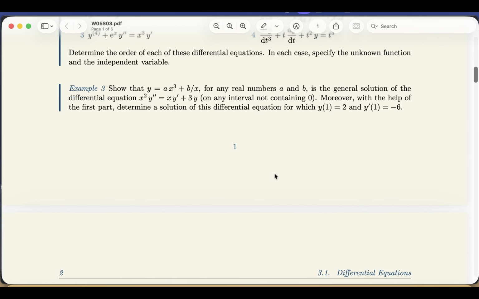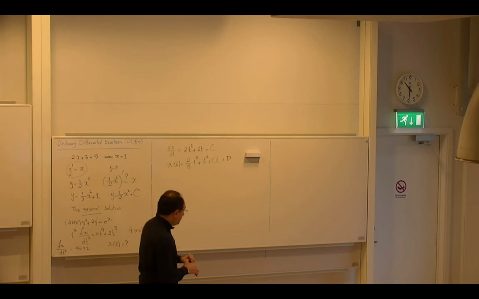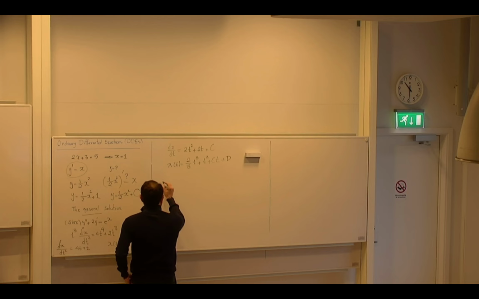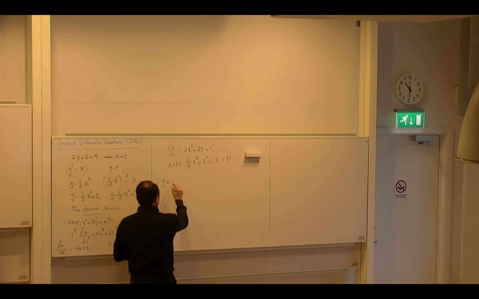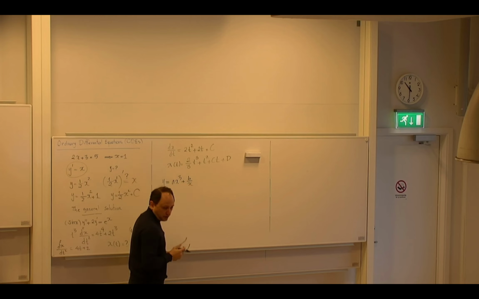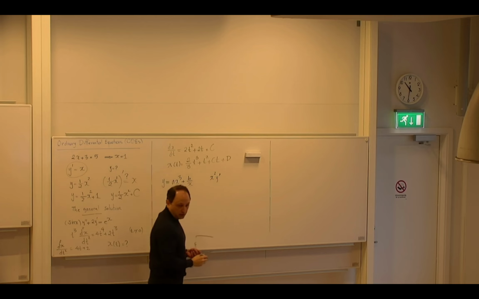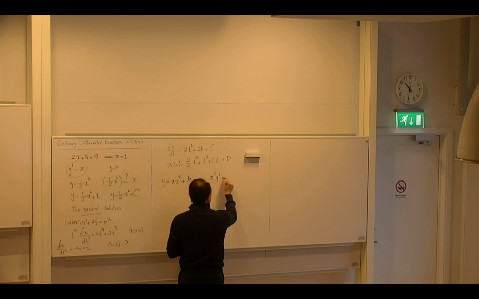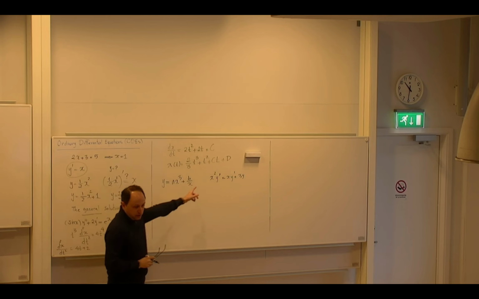Okay, so let us write example number 3 on the board. I have given you a function. That's something that you need to know. So y is given to you. Y is equal to ax cubed plus b over x. And then I have proposed a differential equation, x squared y double prime equals xy prime plus 3y. So this is proposed in the question. A differential equation is also given.